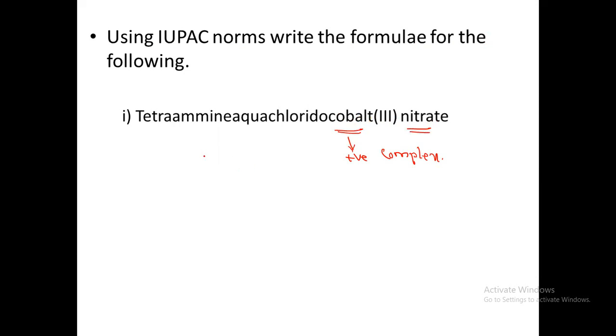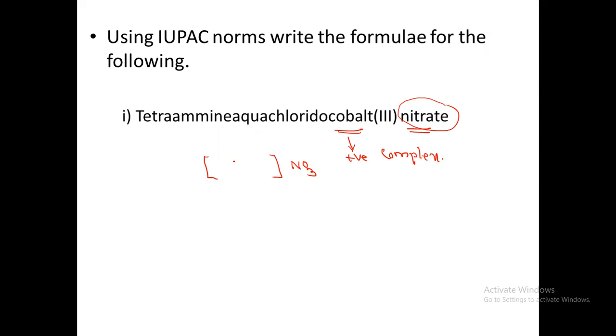Positive complex means the square bracket is first. So what is the counter ion? Nitrate. So just write the counter ion. In this type of question, the main focus area is the counter ion. How many counter ions are there? That's the main thing you have to find out. Otherwise, it's very easy to draw the structure.